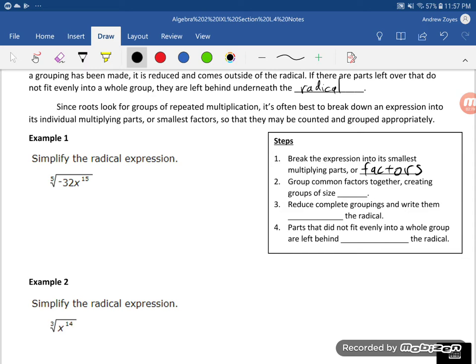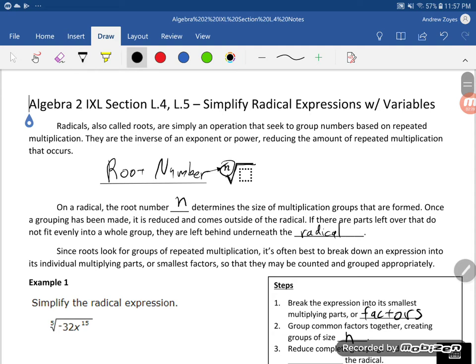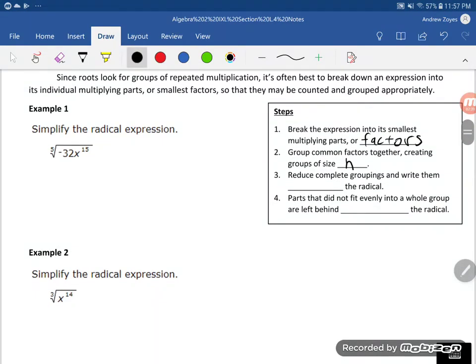Okay, group common factors, creating groups of size blank. So the question here, what size groups do we want to make? Well, remember that is determined by n, right? So that number back up here, n, is what we want to group numbers based on. That's what we want our group size to be. Reduce complete groupings and write them blank the radical. So remember, this thing is reducing groupings. So if it reduces a grouping, it's going to come outside of the radical because it is calculated, it is done, and whoops, I'm going to put an S in there. Once it comes outside the radical, it's been reduced. It's done, right? That's what this does. So if it comes outside, it's been calculated.